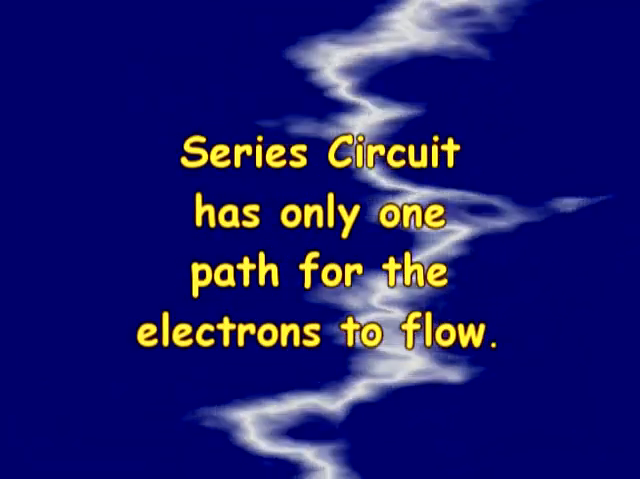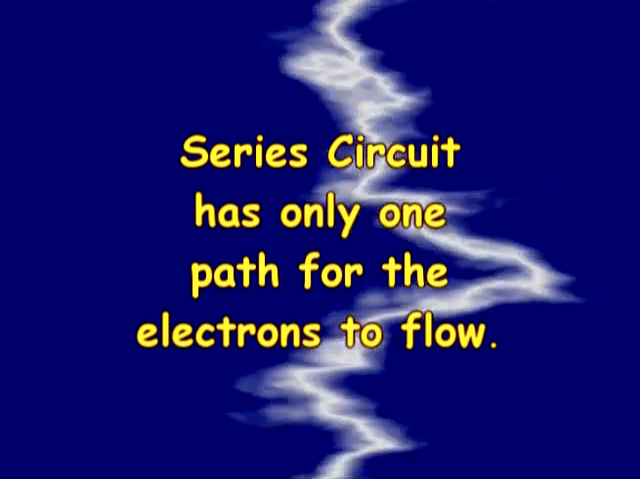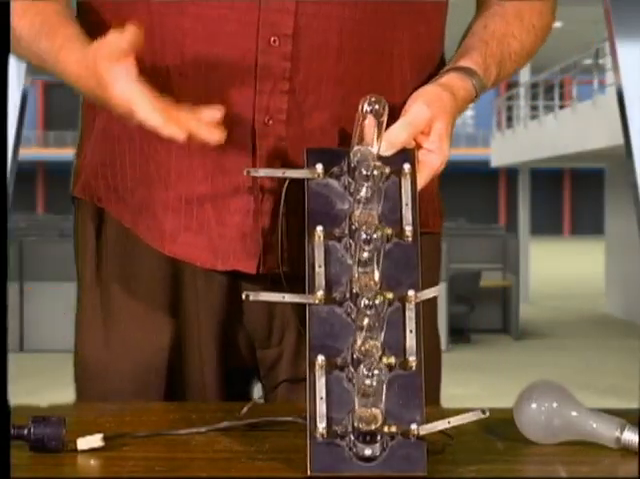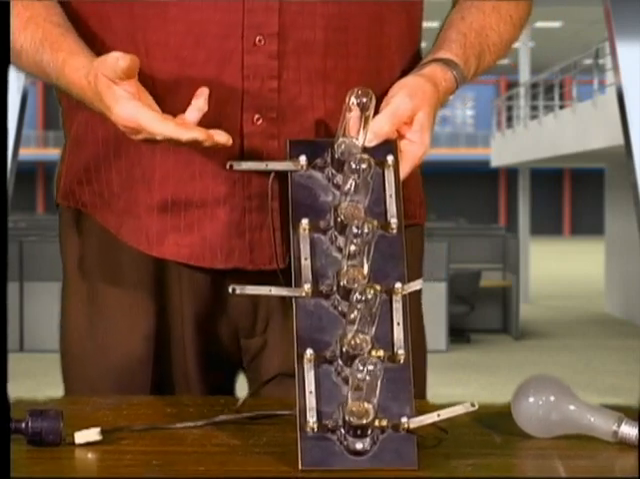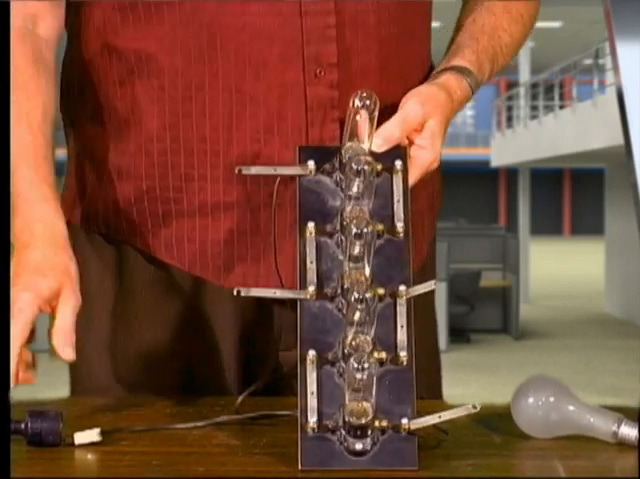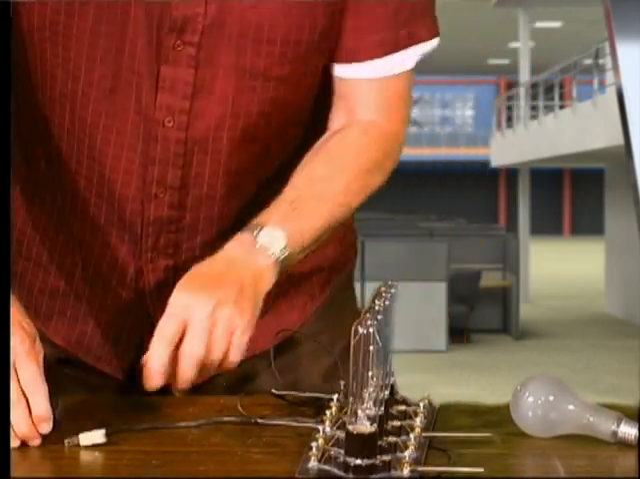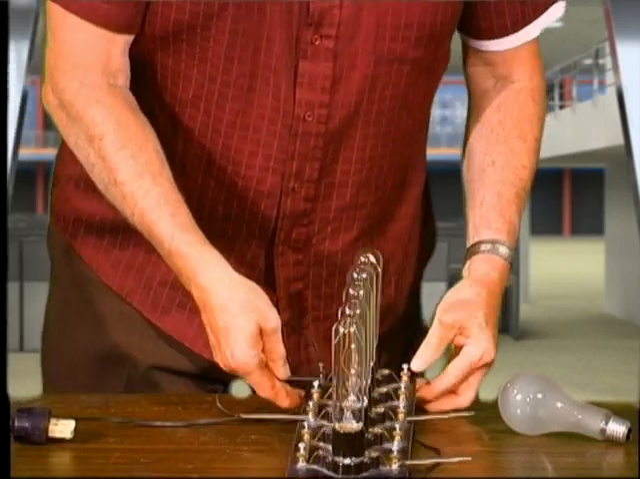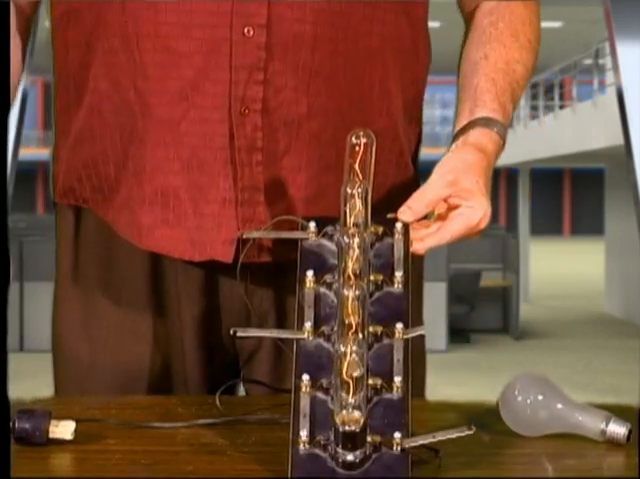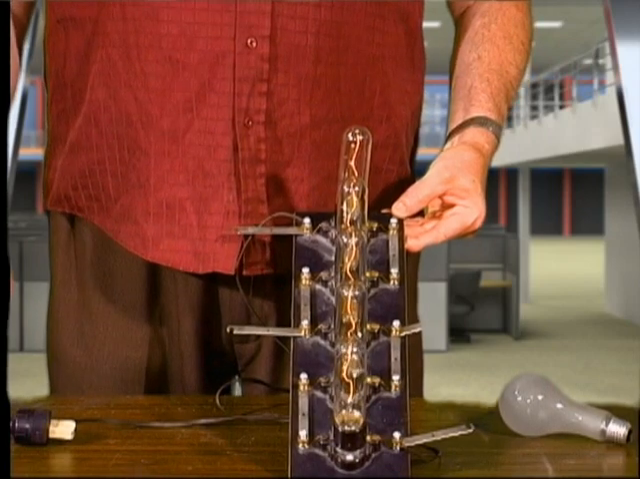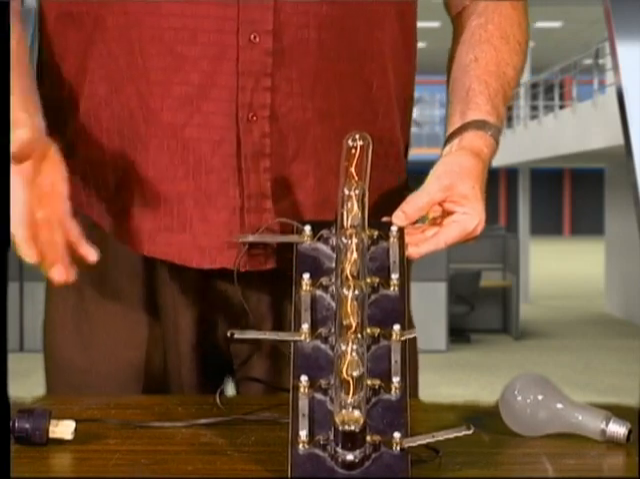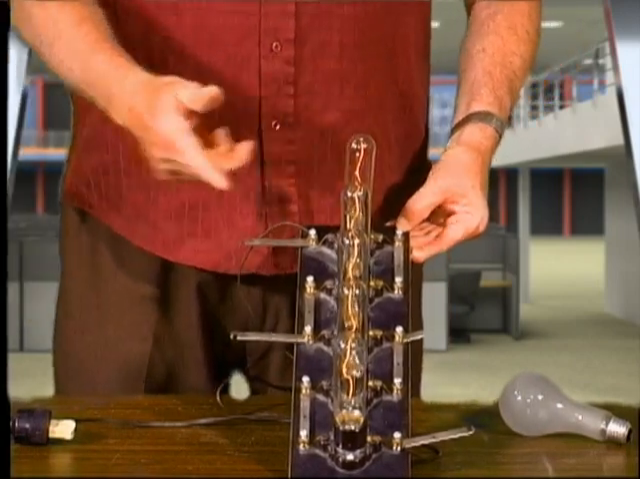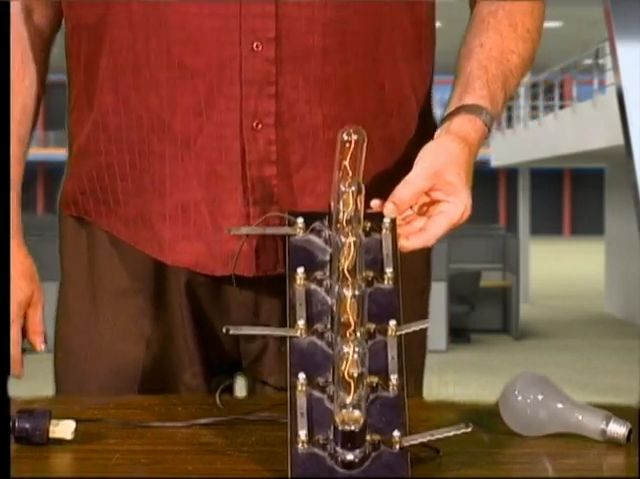In order for the electrons to go through, they have to go through all of the bulbs. What do you think is going to happen? I have 110 volts or 120 volts, and now there are 6 bulbs that are going to be using that 120 volts. And watch what happens when I plug that in. Wow, they're not very bright, are they? See, instead of each bulb having 120 volts, they have to split it up 5 ways. And so each bulb only gets a part of it.